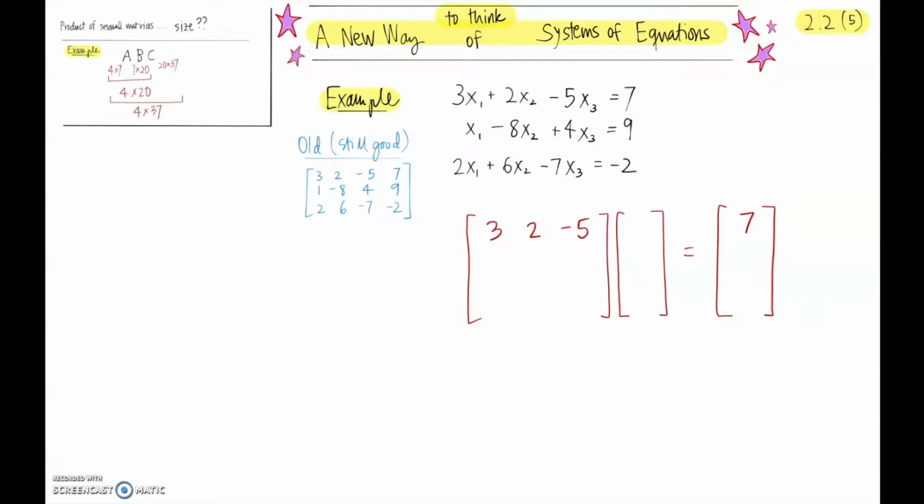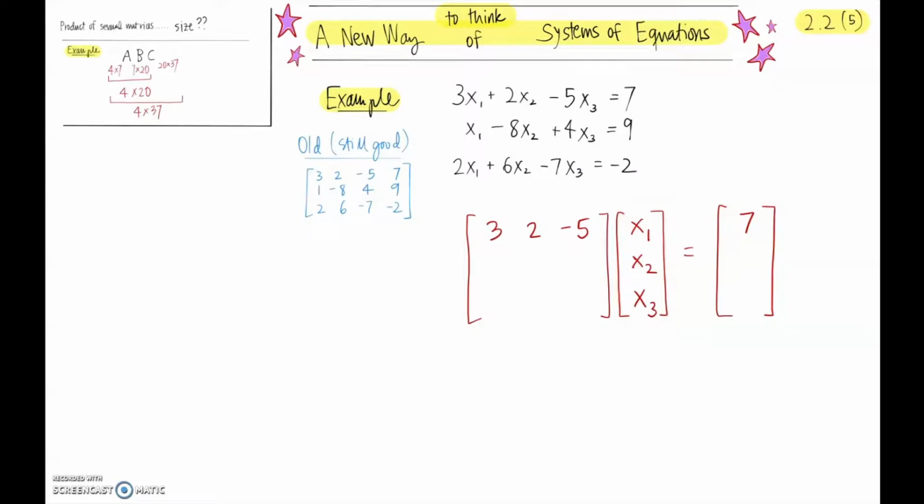Let's see, we would need 3 to get multiplied by x1. We would need 2 to get multiplied by x2. And we would need -5 to get multiplied by x3. And that should do the trick. That should get us the 7 that we need. We'd take this row with this, not times, but with this column, and we would get that 7.